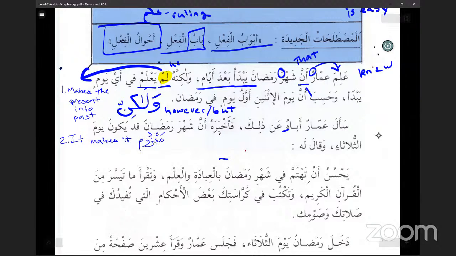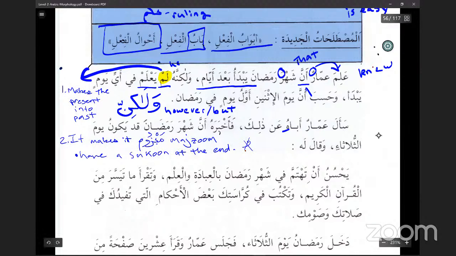Okay, majzoom. In English, you would see it like this: majzoom. What does majzoom mean? It makes it have a sukoon at the end if it ends with a dhamma. So it cancels out the dhamma and it makes it have a sukoon. Or it drops the noon, except in two cases.